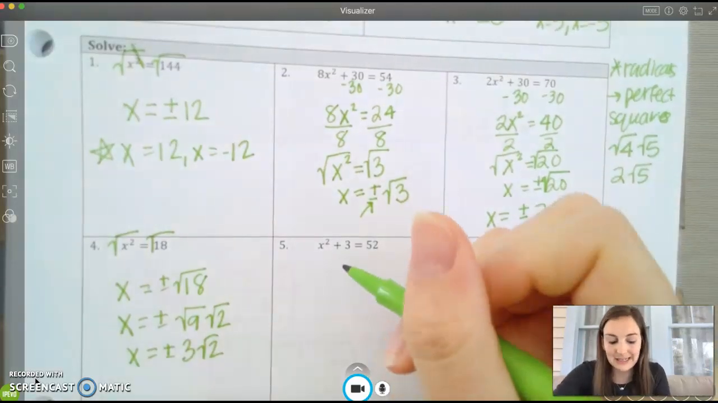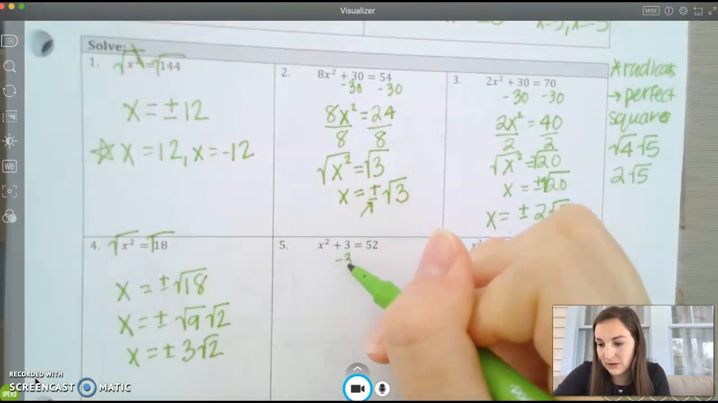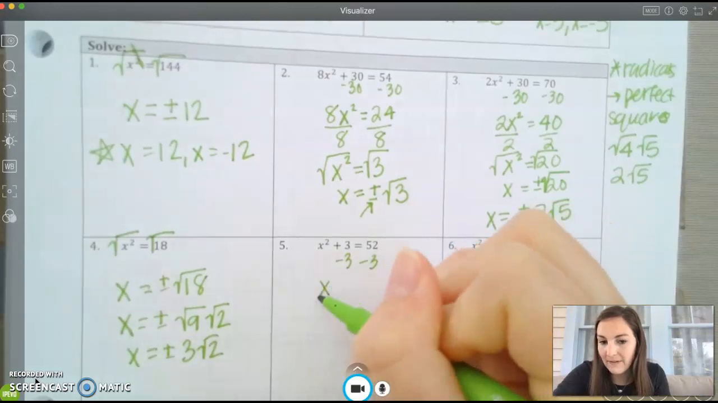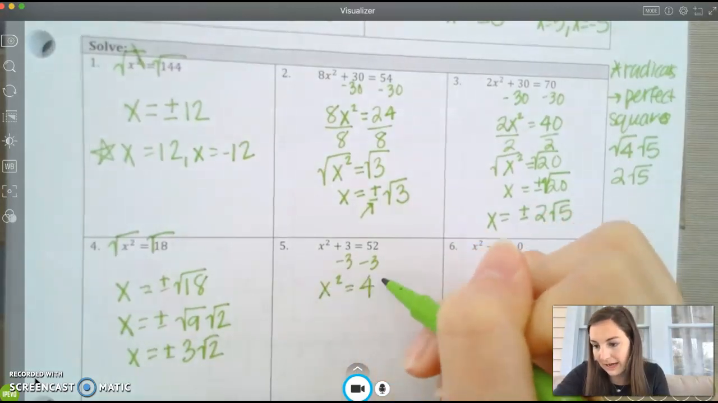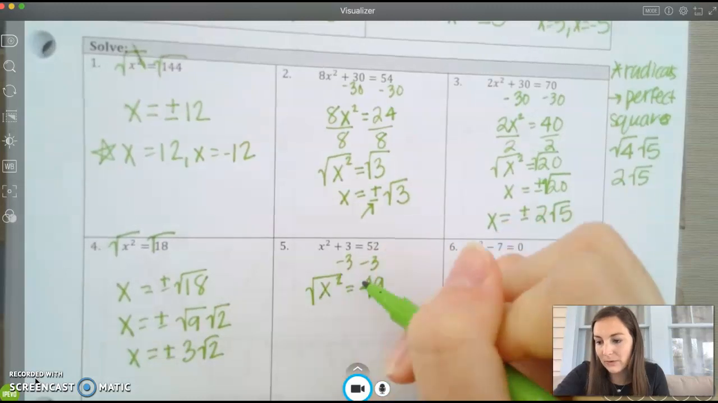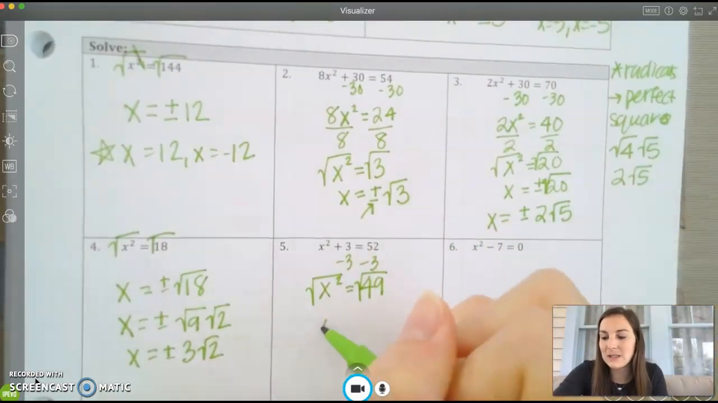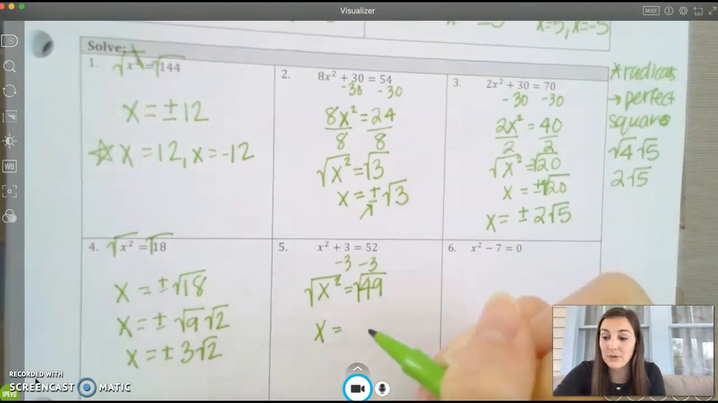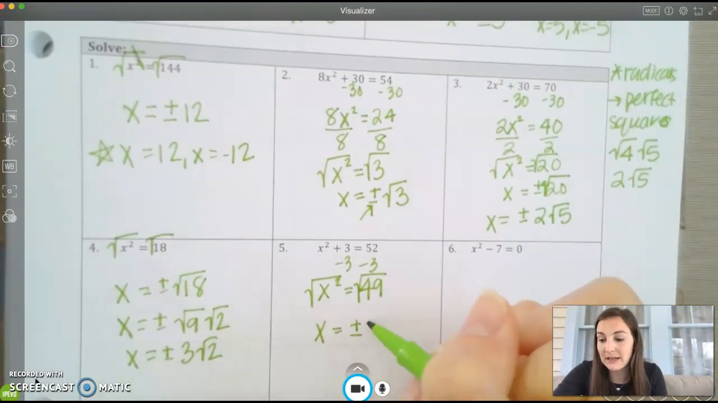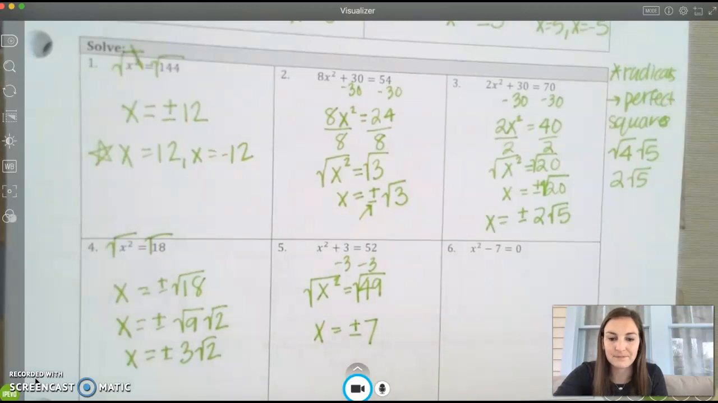Okay, next one here we need to isolate. So I'm going to subtract 3, and I have x squared equals 49. I take the square root of both sides since I now have x squared by itself. And this is nice because 49 is a perfect square. So I get plus or minus 7.